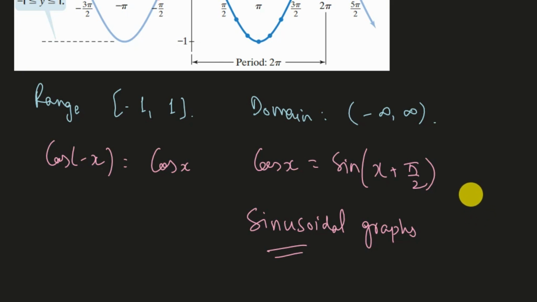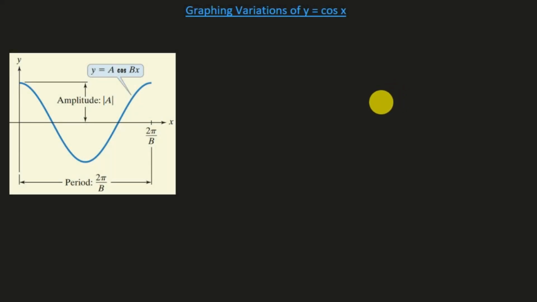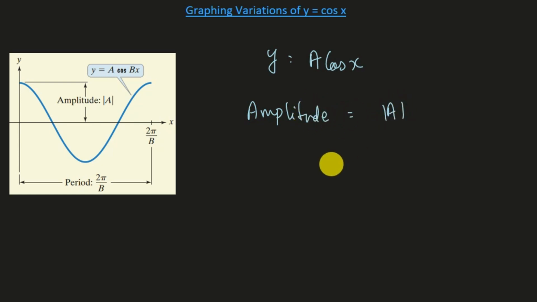Now we're going to discuss the variation of cosine x. So the variation of y equals cosine x. The first variation can be y equals a cosine bx, right? What is a here? It is similar to what we discussed for sine x. Here a would be the amplitude, and we just take the positive value, so I'm taking mod a, right? And what would be the period? Period would be 2 pi by b.